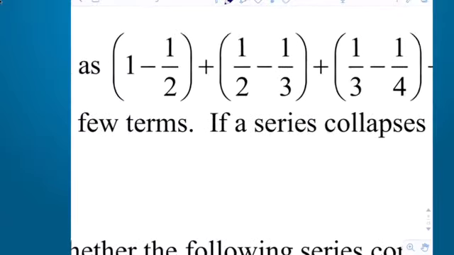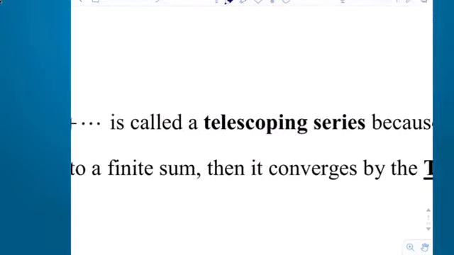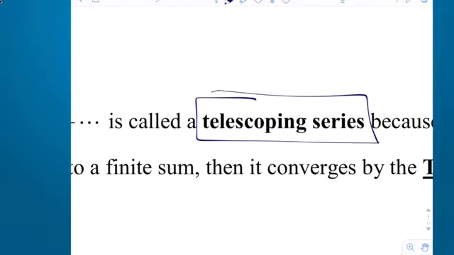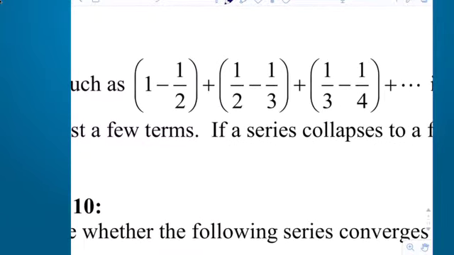Another type of series, which is not on the BC exam, but I still like to cover it because it's pretty cool. It's called a telescoping series. And Micah, this is the one that showed up on the UIL math test, which was interesting. A telescoping series is called telescoping because when you expand it out, it's an infinitely long telescope.